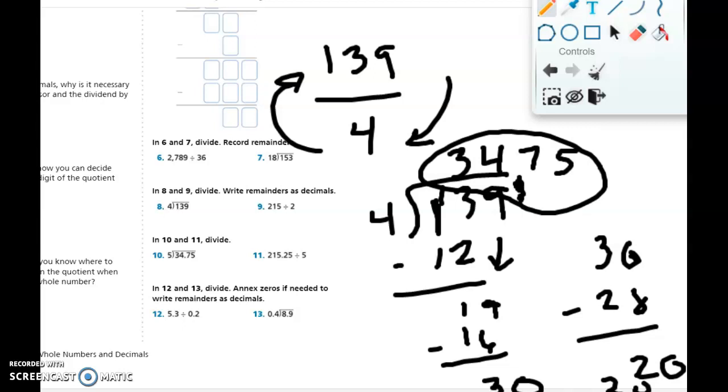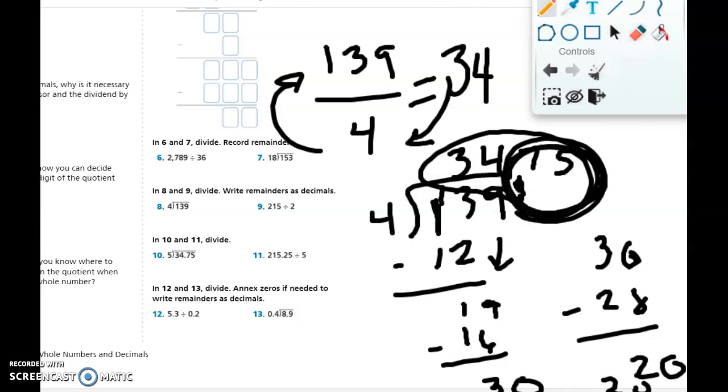Now if we look back to our division problem, when it's written as an improper fraction, we have 139 fourths. We know now that that is equal to 34.75. And since we know that 75 hundredths is equal to 3/4, that's another way we can write it, 34 3/4.